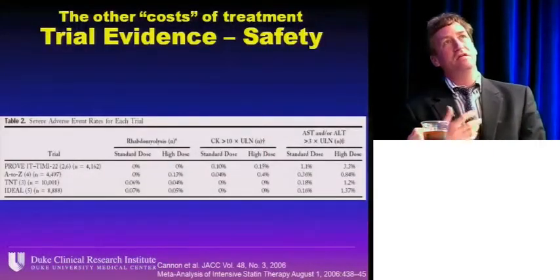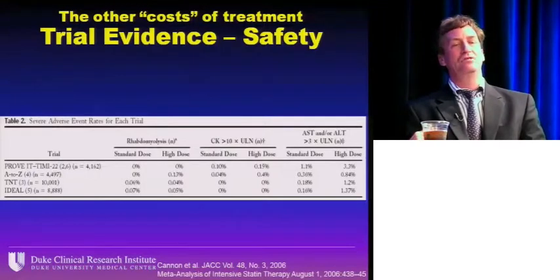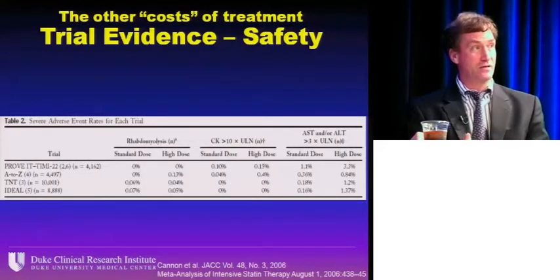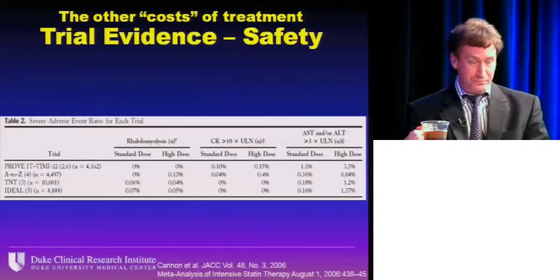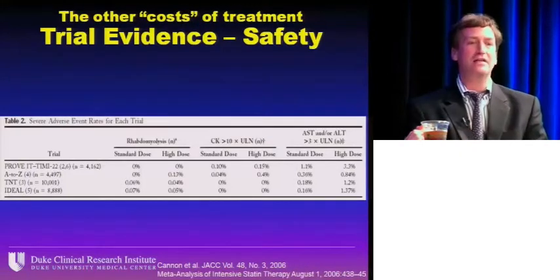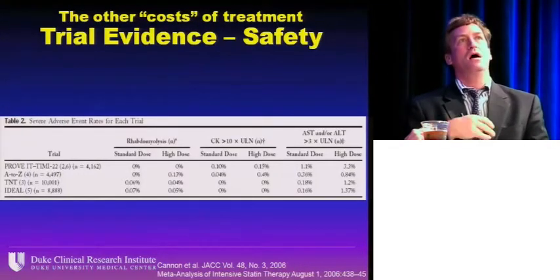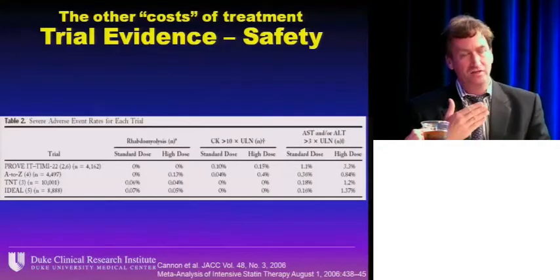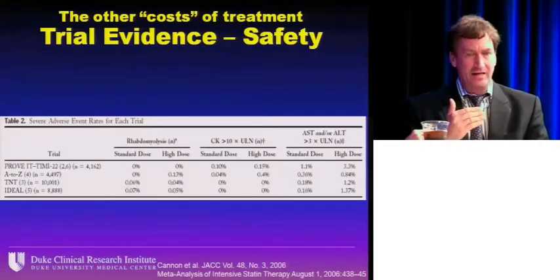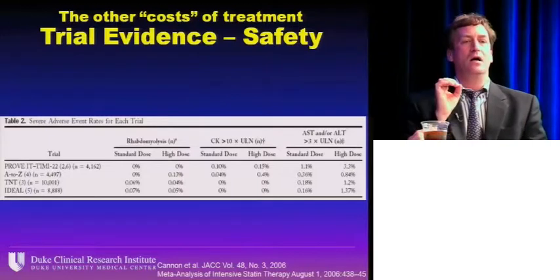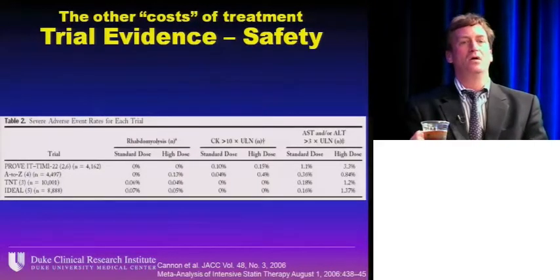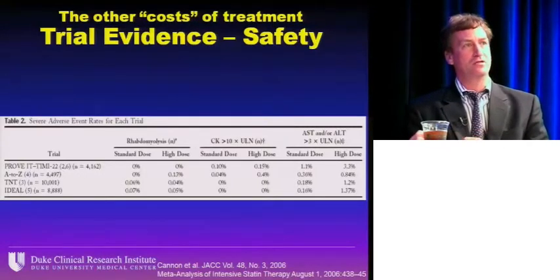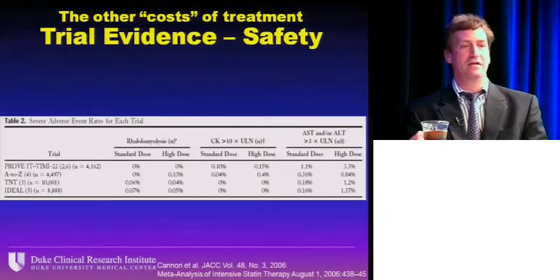Now, the other thing you always need to take into account when you're picking these drugs is how safe is it, okay? And this is a very nice article done by Dr. Cannon from Harvard, looking at the various kinds of risks for rhabdomyolysis, which is the worst risk, CK elevation, which is just an indicator of some muscle injury, okay, and liver dysfunction between 4 trials that were done recently comparing various statins.